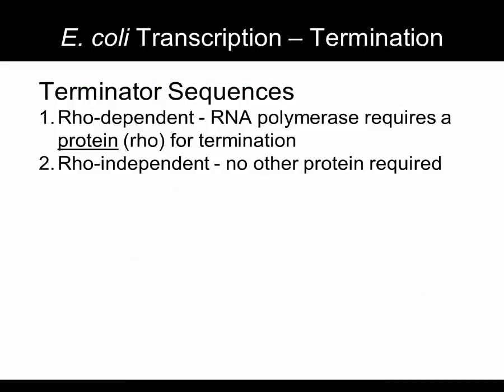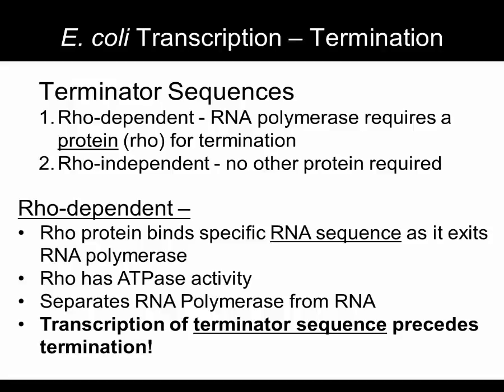The process continues until the polymerase reaches a terminator sequence. There are two types of these sequences, rho-dependent and rho-independent. In rho-dependent termination, the rho protein halts the process. This protein binds a specific RNA sequence, so that sequence needs to be transcribed before termination can occur. After rho binds its site, it catches up to the RNA polymerase and forces it off the DNA. This requires energy in the form of ATP.